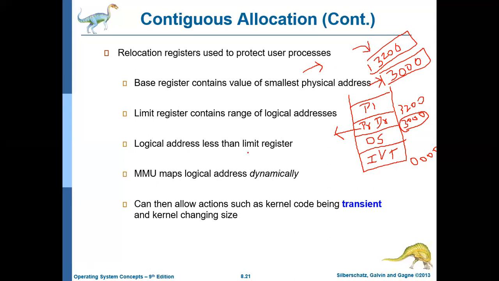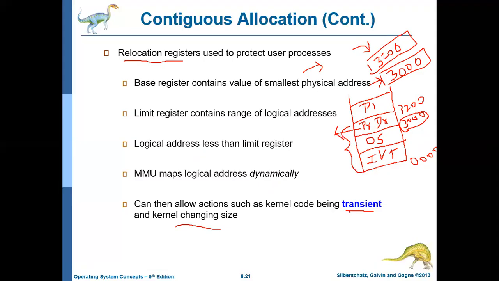So this base register is also called the relocation register. This feature of the relocation register allows the kernel, that is the operating system kernel, to include transient programs so that the kernel size can change dynamically. Operating system is nothing but the kernel. So with the availability of the relocation register, the kernel size can change dynamically if there are any transient programs.